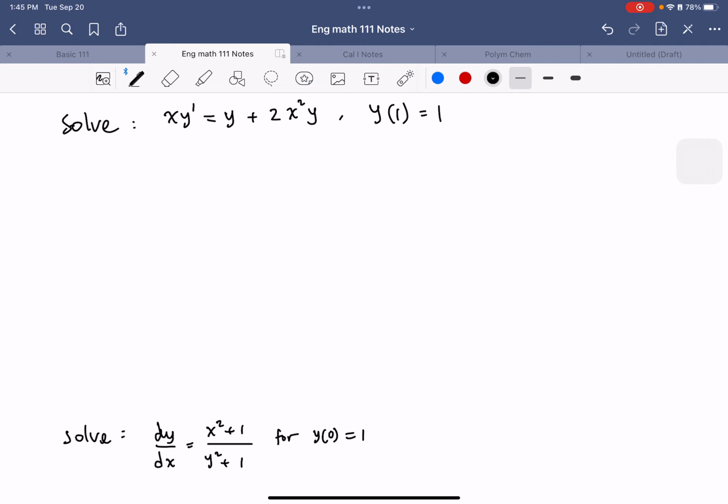Because in the examples we have done, the solution is always a really precise curve, like y equals something. I want to show you that we can also have what we call the implicit solution. You will see later on.